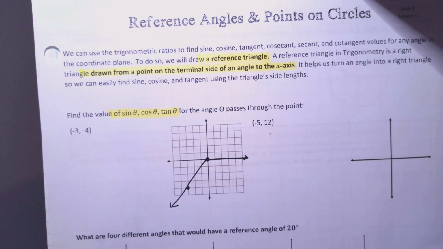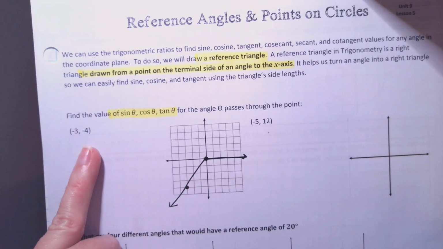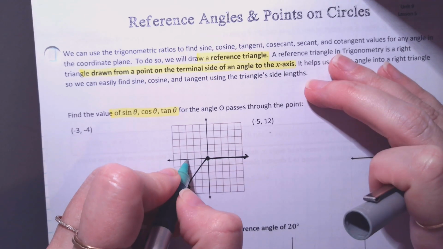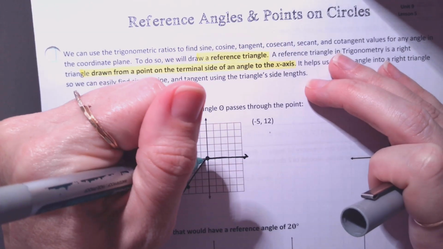Okay, so there is the actual angle. That whole entire thing is the angle, but we want to connect the point here back to the x-axis to create a reference triangle and a reference angle. So I'm going to take the point -3, -4, connect it back to the x-axis, and you can see how that creates a little triangle here.